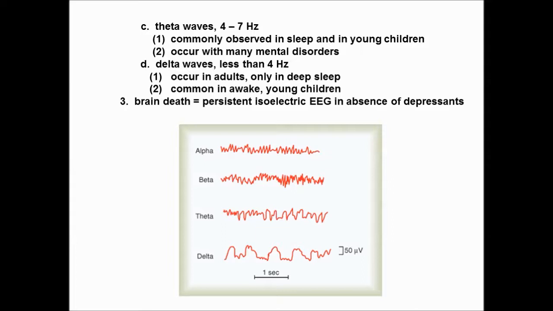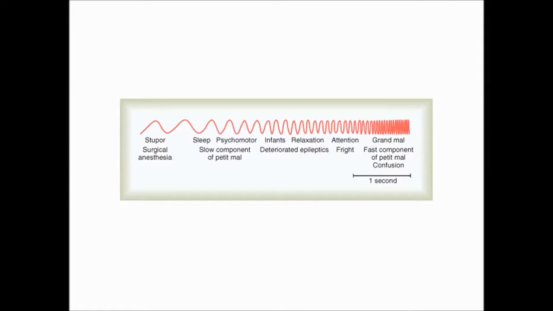If the EEG is isoelectric, we call it brain dead. It can also occur with administration of severe depressants, but a persistent isoelectric EEG without depressants is what we call brain dead. This is just the whole cascade of EEGs, starting with the slowest up to the fastest, and the characteristics of them. Grand mal seizure, or tremendous frequency, occurs with seizures that occur in epileptics and other patients.